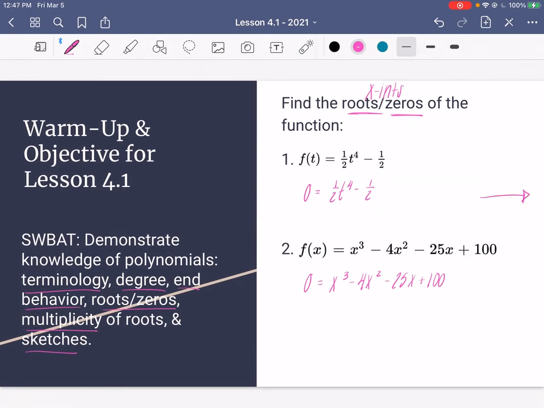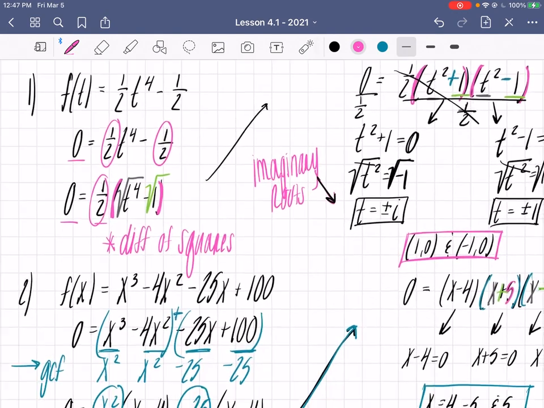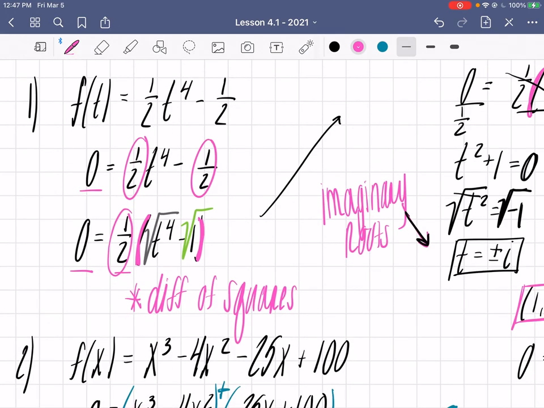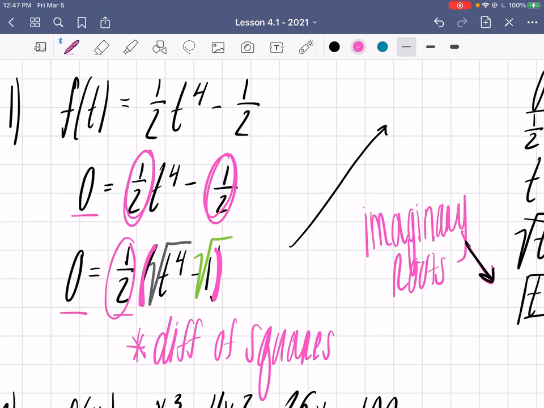So I'm gonna go ahead and show you my work on the second page here. So for number 1, I set f of t equal to 0 to find the zeros, okay? And then I look to see, okay, I actually have a GCF here. 1/2 multiplies into both of those terms. So if you factor the GCF out in front, you are left with t to the power of 4 minus 1. And that is actually a difference of squares, which is a special case of factoring.